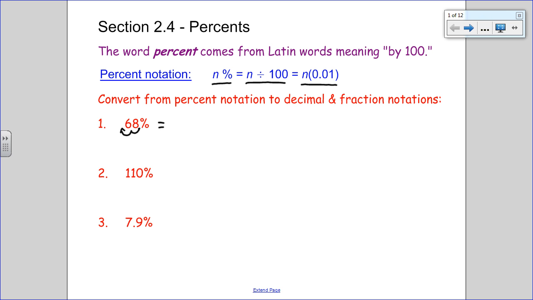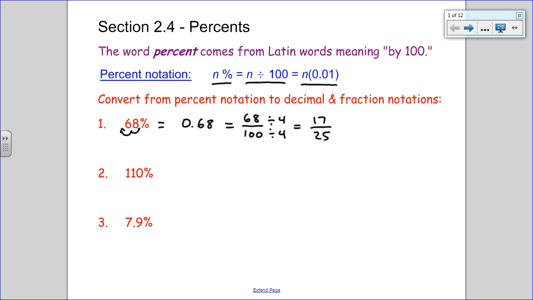68%, then, written as a decimal, is 0.68. To convert to fraction notation, we can simply rewrite with a denominator of 100, 68/100ths, and then simplify the fraction. Note that the numerator and denominator of this fraction are both divisible by 4. So we can say that 68% is equivalent to the fraction 17/25. Let's look at 2 more examples.